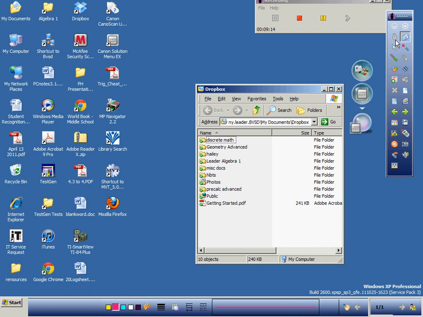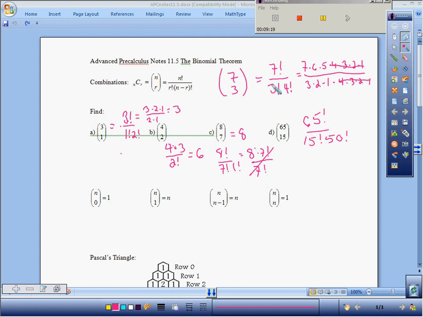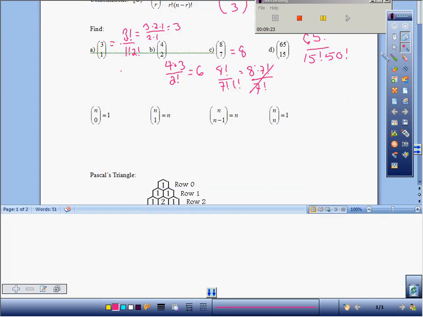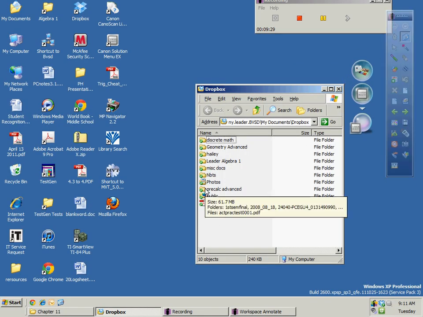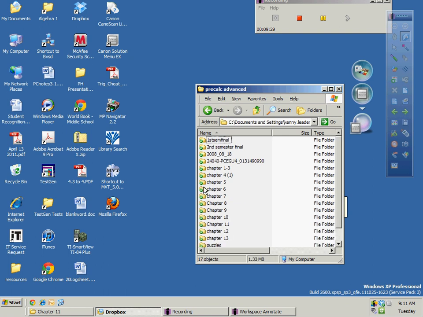Why does that keep disappearing? I don't want that to go away. I don't know why that keeps disappearing. I just want to get it back.